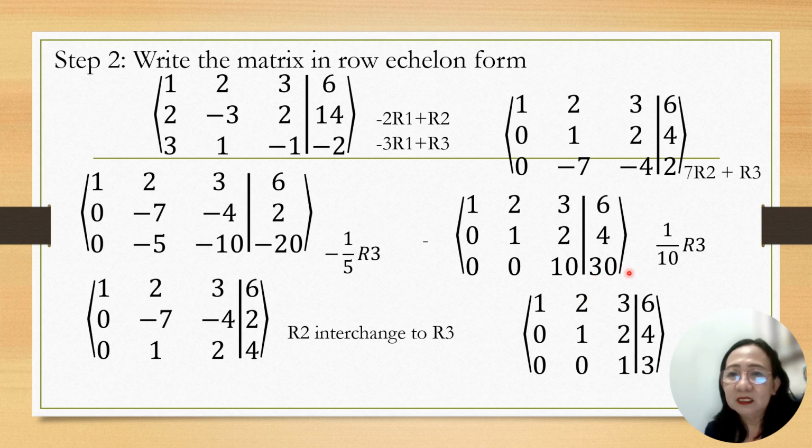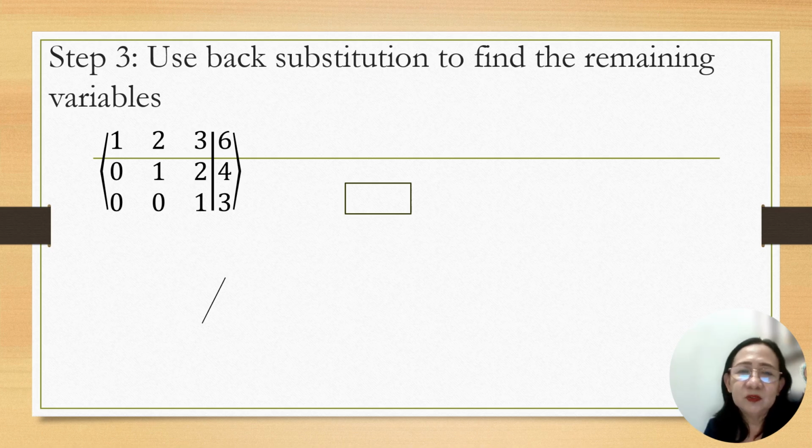30 divided by 10, or 30 times 1/10, that is now 3. So, looking at our pivot, these are all already 1, and the numbers below are 0. So, we have here a triangular form, matrix natin. So, that is already in the row echelon form. So, let us find now the value of the remaining variables.